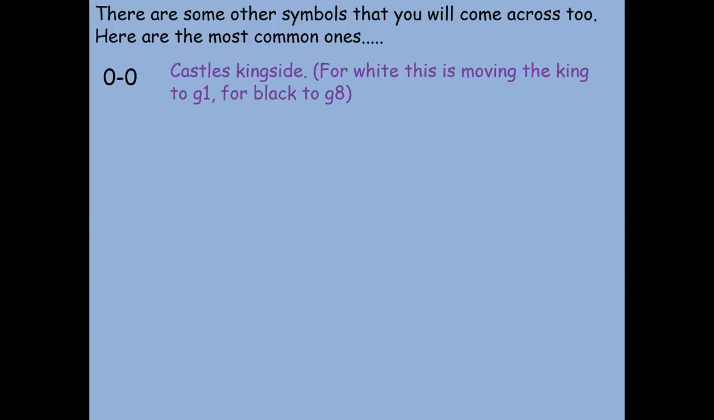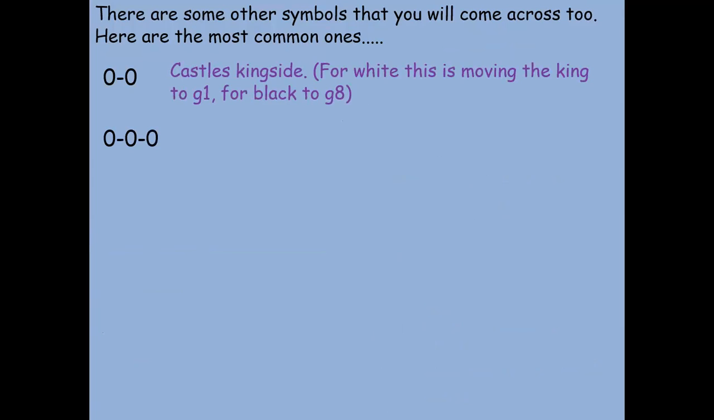So there's lots of other symbols you'll come across too in chess books, chess annotation. Here's the most common ones. So that looks like a 0-0 draw in football, but not quite. That's telling you that somebody has castled kingside. So that's where white is moving his king to g1 from e1, or for the black king to g8 from e8. Please look at the presentation on castling if you're not sure.